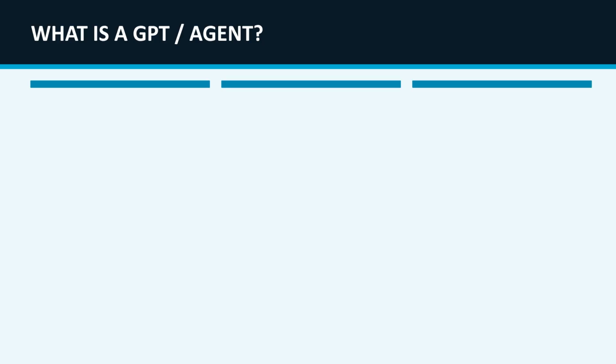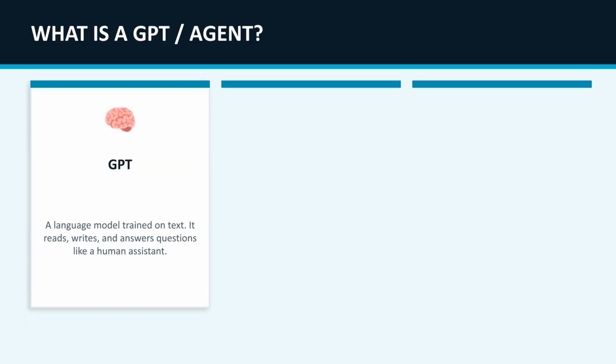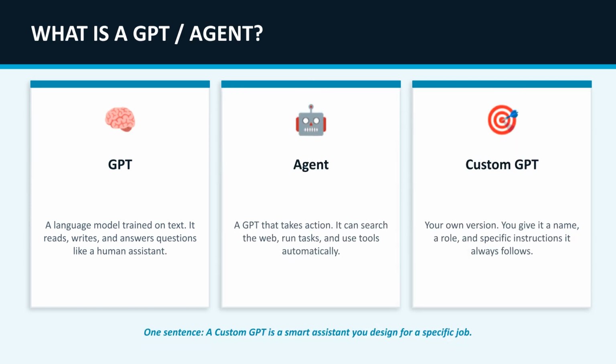Let's begin. A GPT is a very smart text assistant. An agent is a GPT that can also take actions, like searching the web. A custom GPT is your personal version. You decide its job, what it says, and how it behaves. Think of a custom GPT as a smart assistant you design for a specific job.